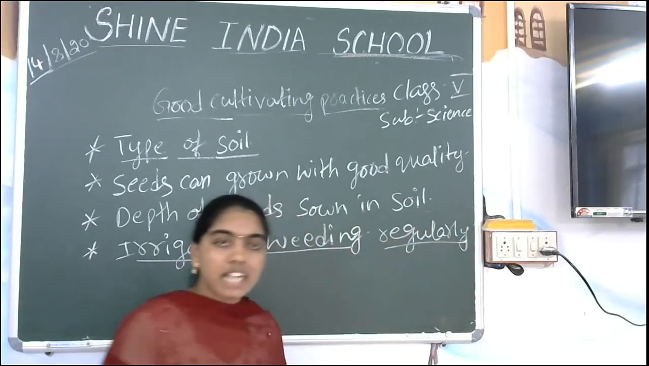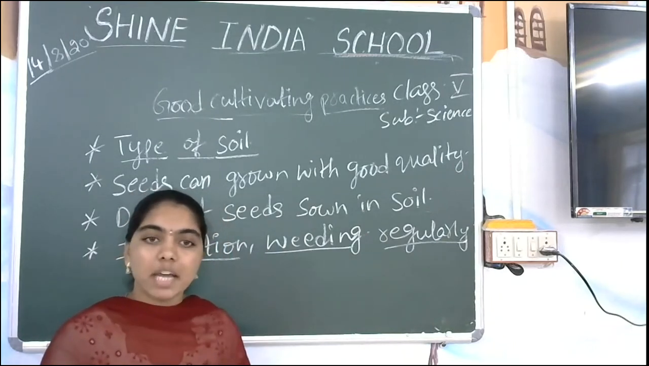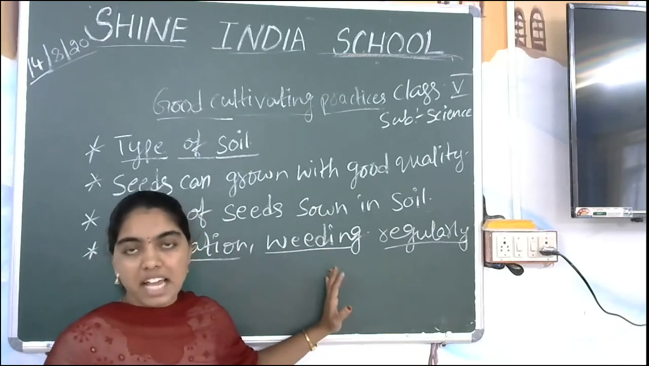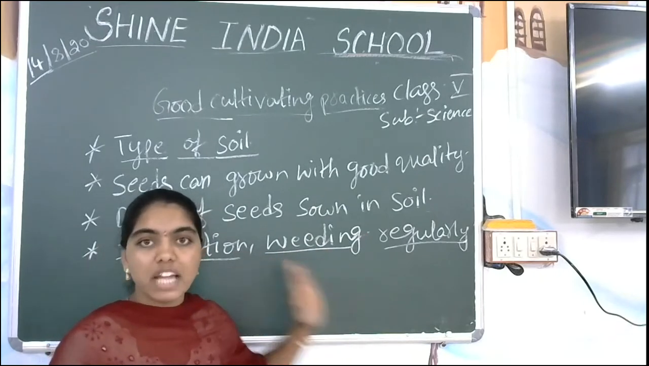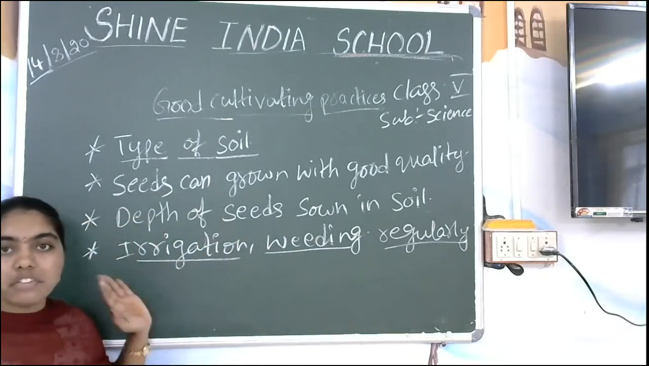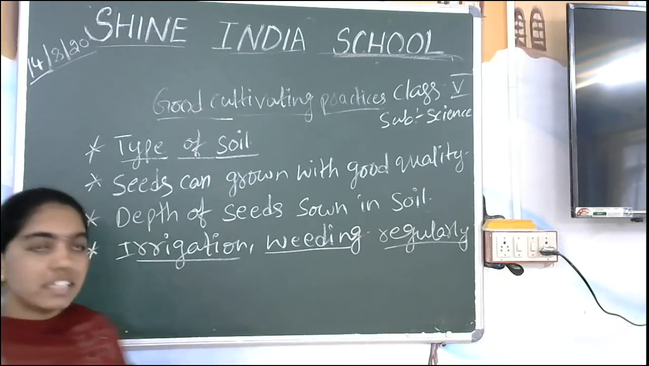Regularly means every day we have to give the water and every day we have to check about the weeding also. Weeding means we have to remove the waste plants. Weed means waste plant. We have to remove waste plants. And one more thing, we have to give water for each and every plant. And next one, we will see about the fertilizers.